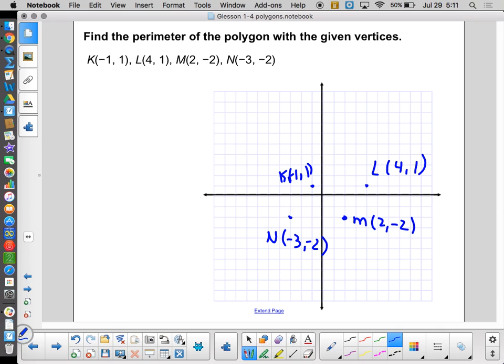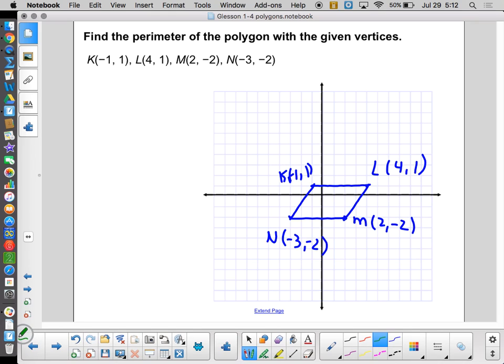Now, some people are saying, okay, that looks pretty easy, but how do I know which way to go around? I mean, do I start at K and then go to M, then to L? How do I connect these dots? Generally, you connect them in the order they're given, going around. So we name and connect in order. K to L, L to M, M to N, N to K.